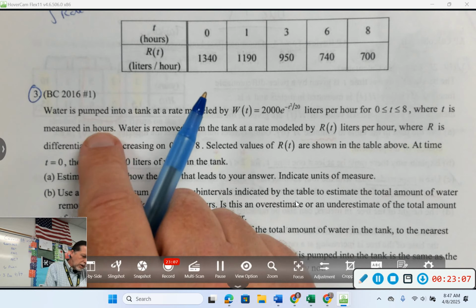So I'm good. Show the work that leads to your answer. That's fine. That is the work that leads to my answer. Indicate units of measure. Well, 950 minus 1190 is liters per hour. And then 3 minus 1, that's hours. And so I can leave that. Like that's sort of a safe stop for units. It's liters per hour, sort of a liter acceleration almost. But that's fine, I can leave it as is. So I safe stop the number and I've safe stopped the units.